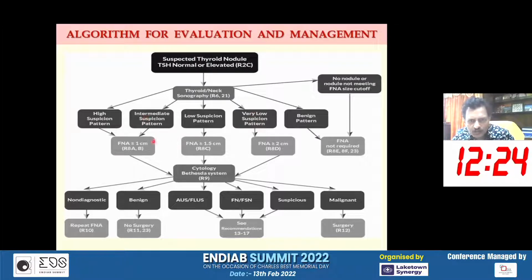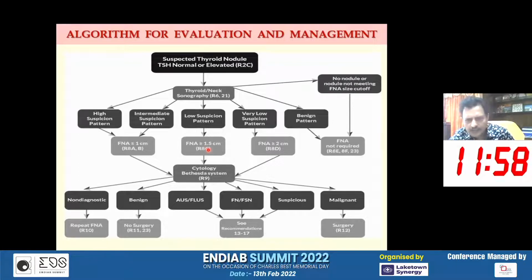So in those cases also, we have to do the FNAC provided the size is more than 1.5 centimeter or more than 2 centimeter. But in general, if the size is less than 1 centimeter, we usually don't go for FNAC. And if the size is more than 1 centimeter, then usually we subject the patient to the FNAC.